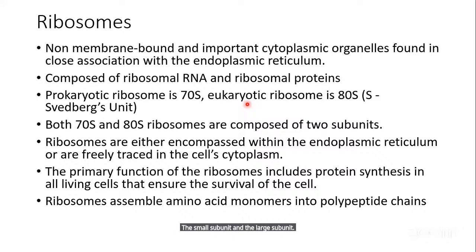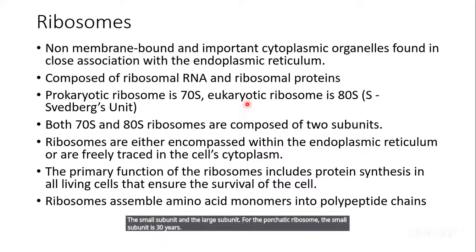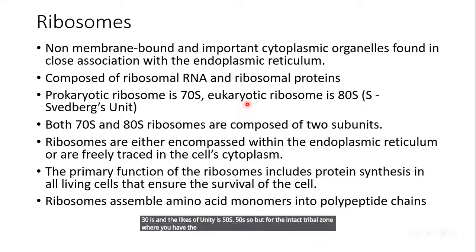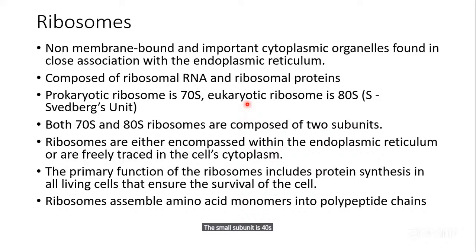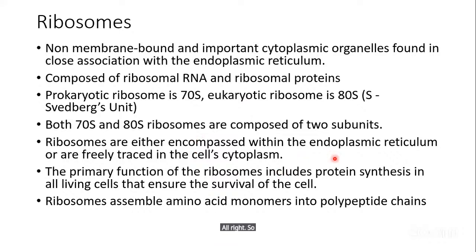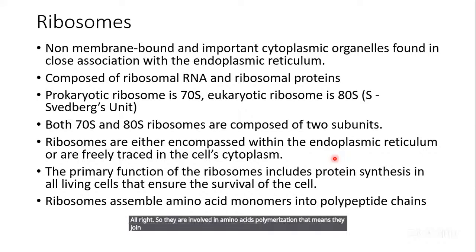For the prokaryotic ribosome, the small subunit is 30S, and the large subunit is 50S. But for the intact ribosome, where you have the small subunit and large subunit together in the prokaryote, it is 70S. For the eukaryotic ribosome, the small subunit is 40S and the large subunit is 60S. But the intact ribosome, which comprises the small and large subunits together, is 80S. All right. So they are involved in amino acid polymerization. That means they are the site where polypeptides are synthesized.